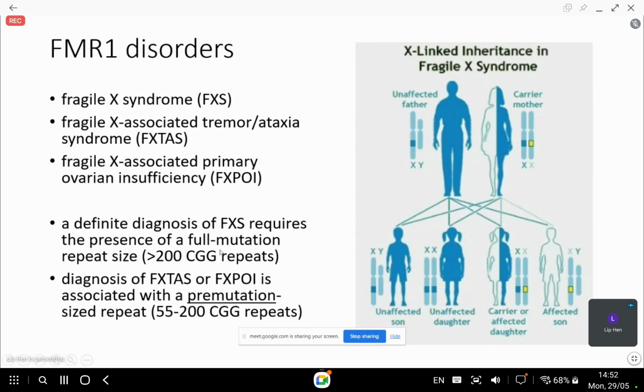And we know that more than 200 CGG repeats is a full mutation, whereas 55 to 200 CGG repeats is called pre-mutation. Pre-mutation in males is associated with Fragile X associated tremor ataxia syndrome, where they develop some tremor and ataxia when they are adults. And females who are pre-mutation carriers are also at risk of getting this Fragile X associated tremor ataxia syndrome and Fragile X associated primary ovarian insufficiency.